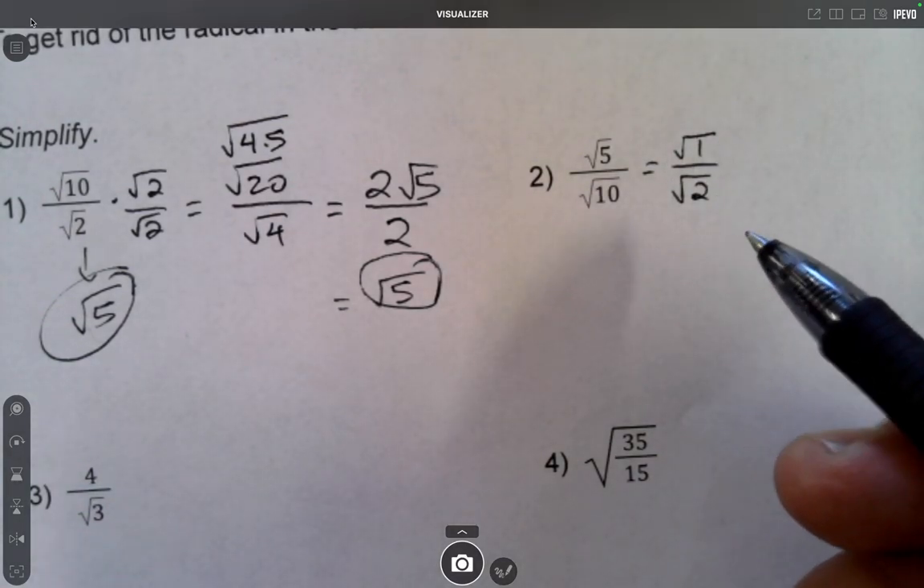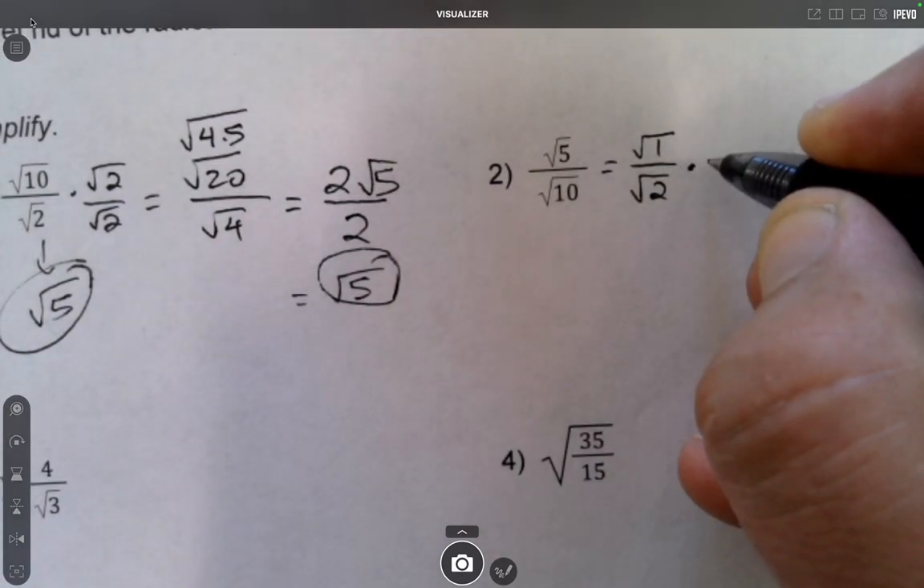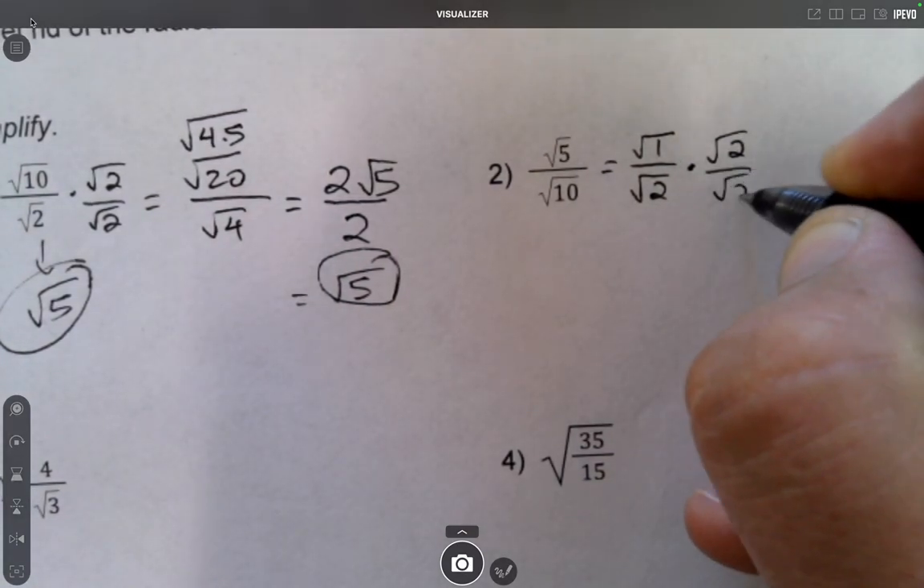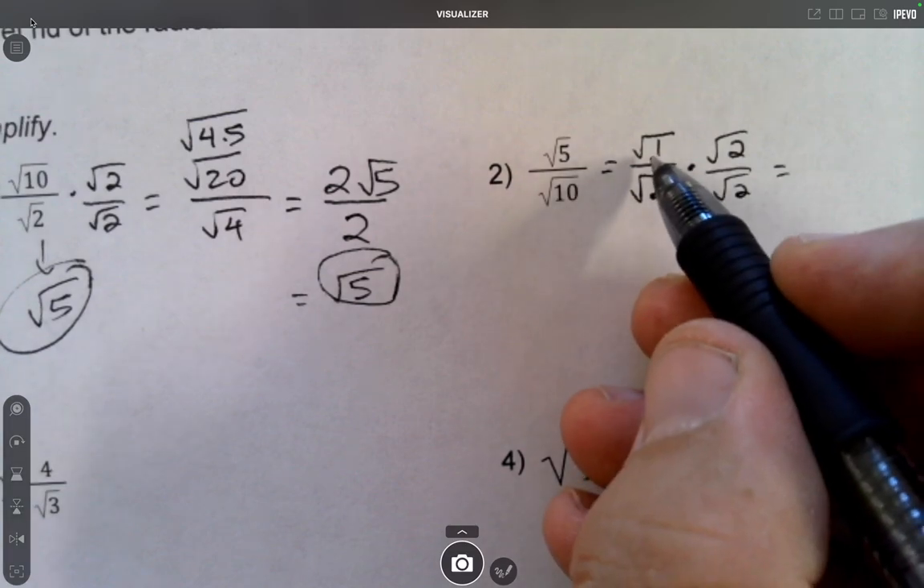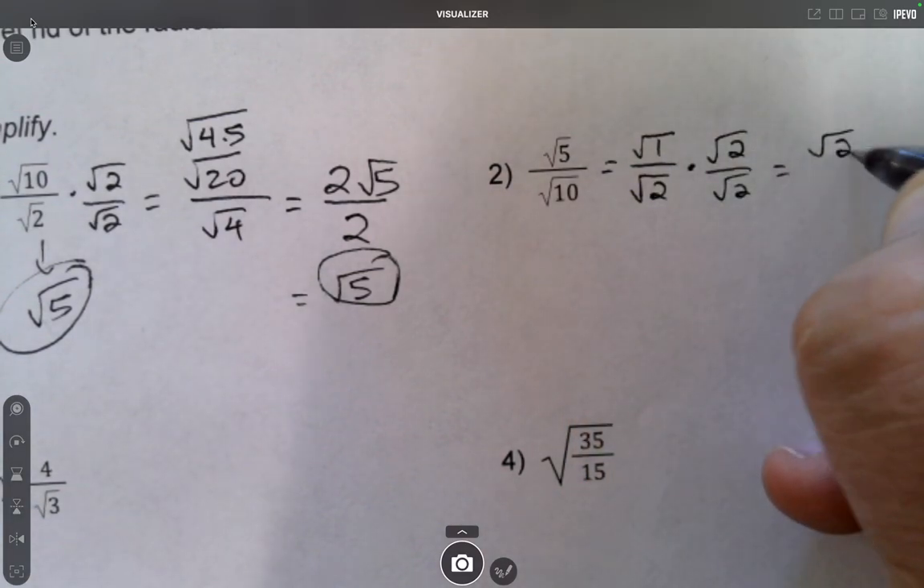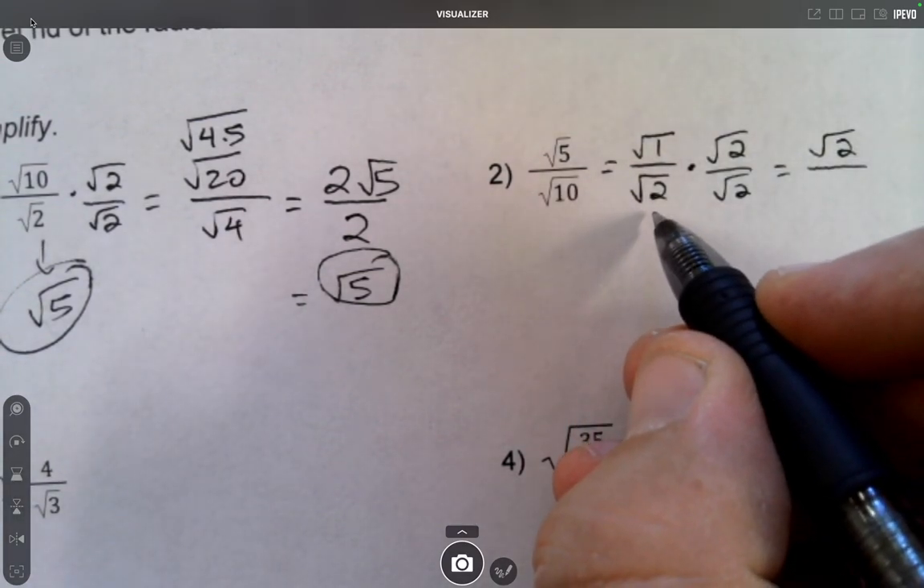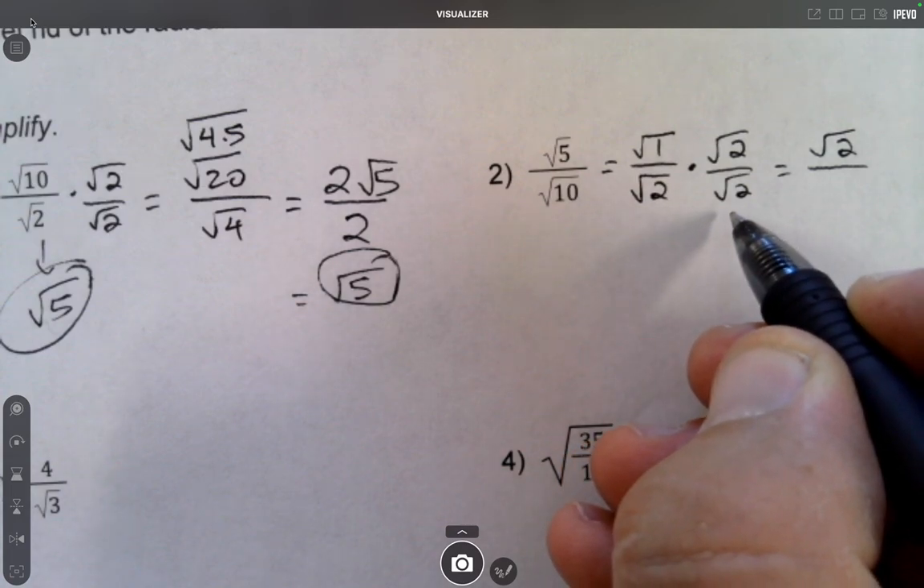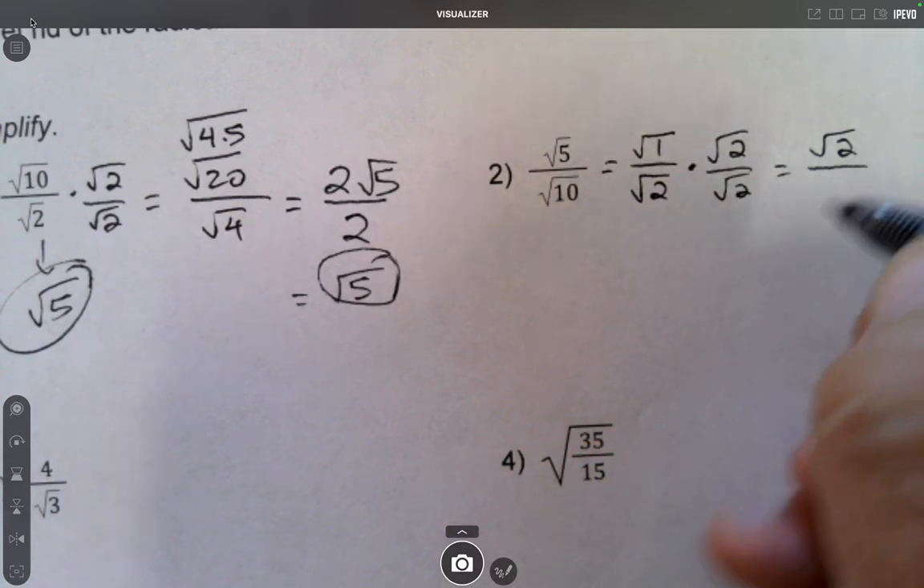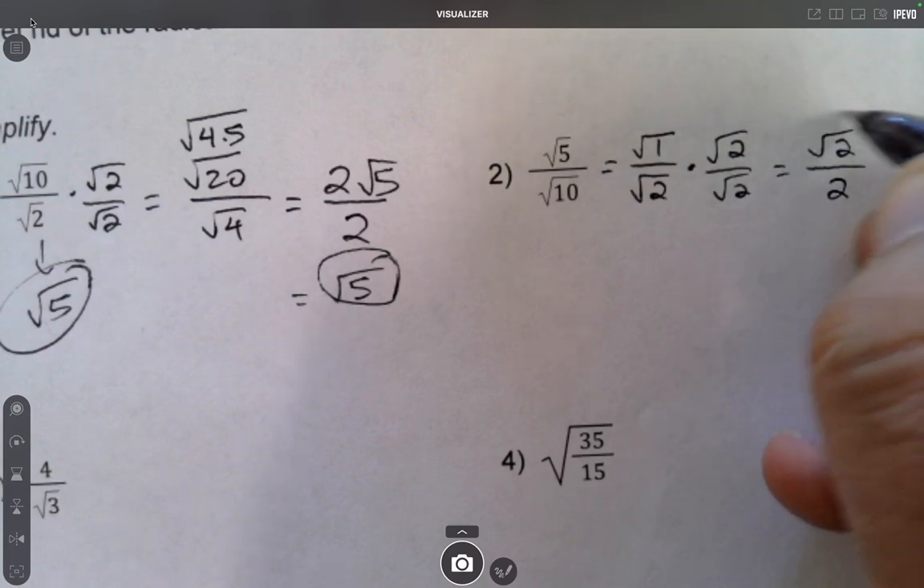Just like we did on the previous example, we'll need to multiply the top and bottom by the square root of 2. The square root of 1 times the square root of 2 is the square root of 2. The square root of 2 times the square root of 2 is the square root of 4, and the square root of 4 is 2.